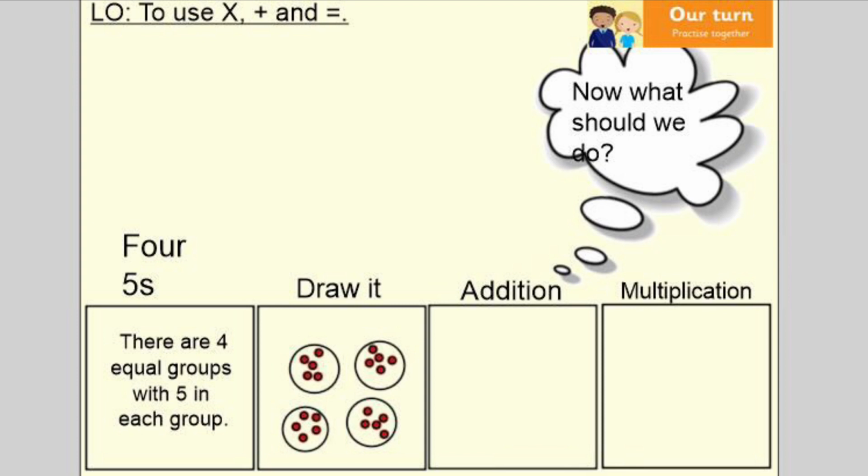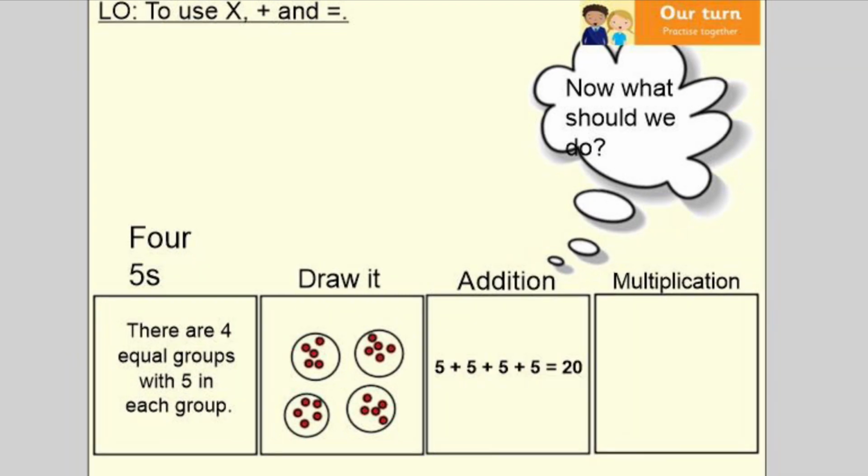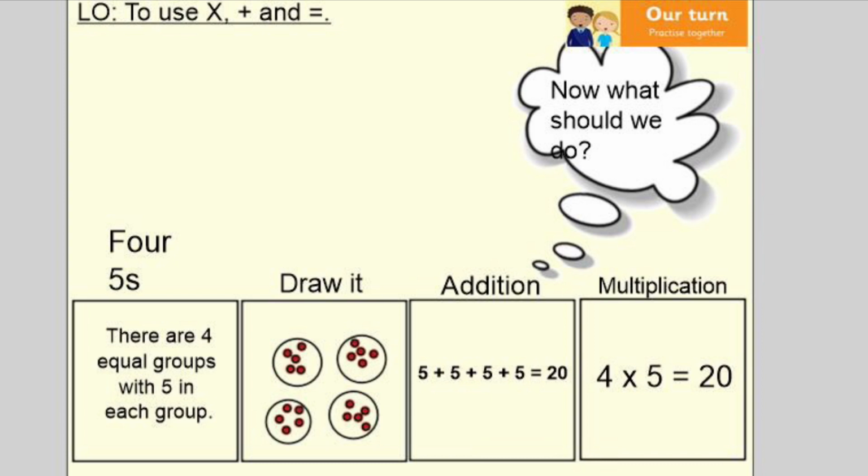Now our addition number sentence. So what we're actually doing is adding 5 4 times. 5 add 5 add 5 add 5 equals. Now we need to count how many we've got. So let's count in our 5s. 5, 10, 15, 20. Let's write that down. Finally, our multiplication sentence. We've got 4 lots of 5. So 4 times 5 equals 20.